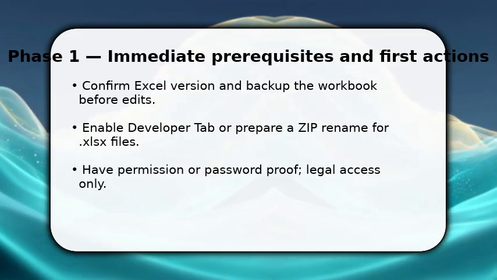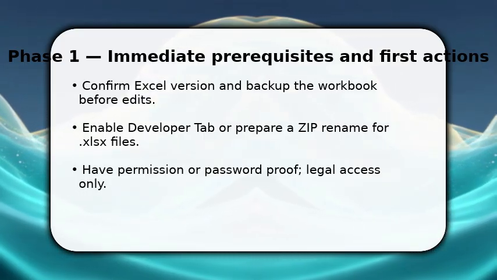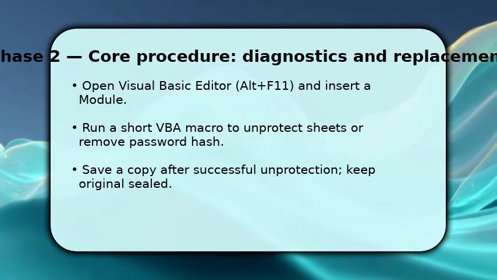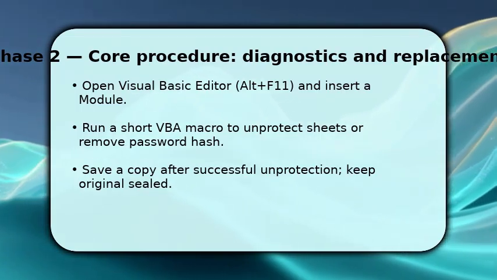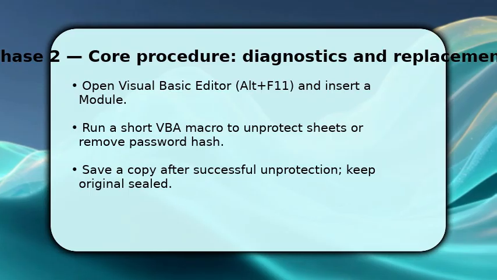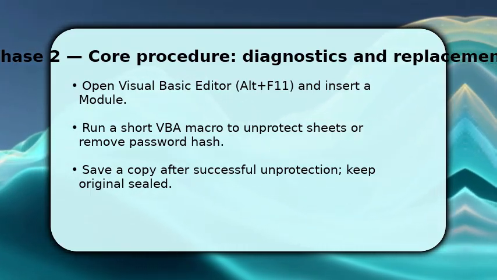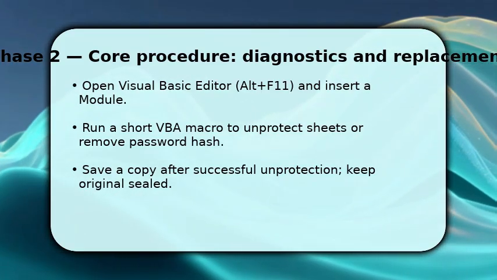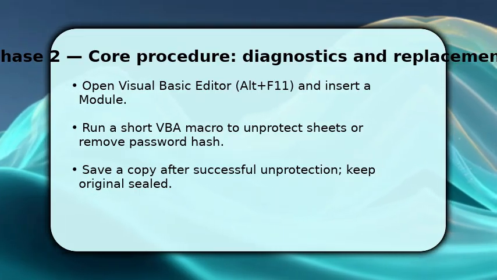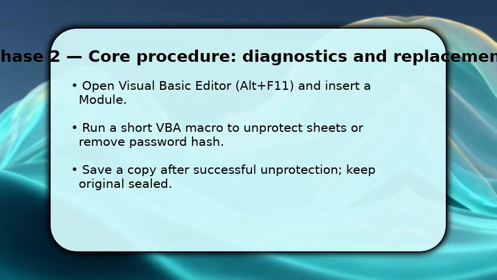You now run the core unprotect action using VBA so you can remove sheet protection without guessing passwords. Open Visual Basic Editor with Alt plus F11, insert a new module, and paste a minimal macro that iterates sheets and attempts to unprotect using known algorithms. Run it and watch the immediate pane for results.